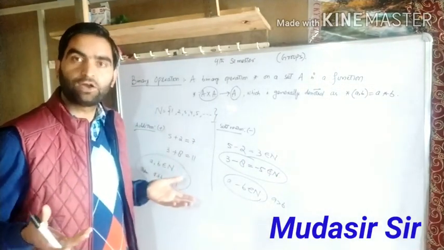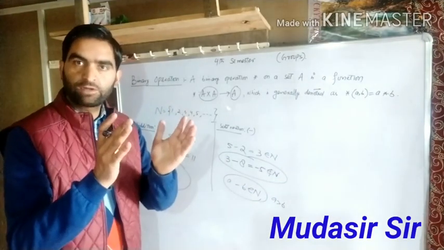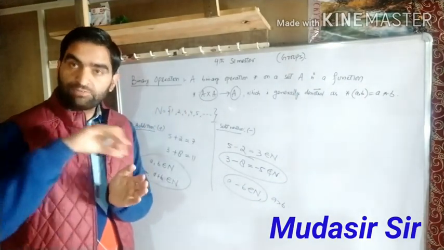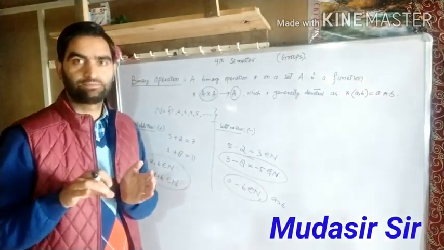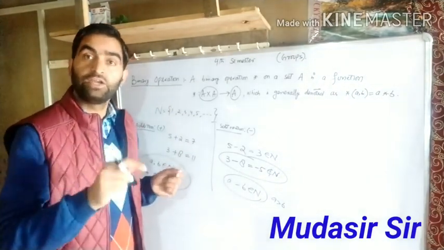So what is a binary operation? Binary operation means, in simple words, if you select only two numbers from the set, you operate them, and whatever is the outcome, that should belong to the set. If it is always true, always, remember, then it is a binary operation.